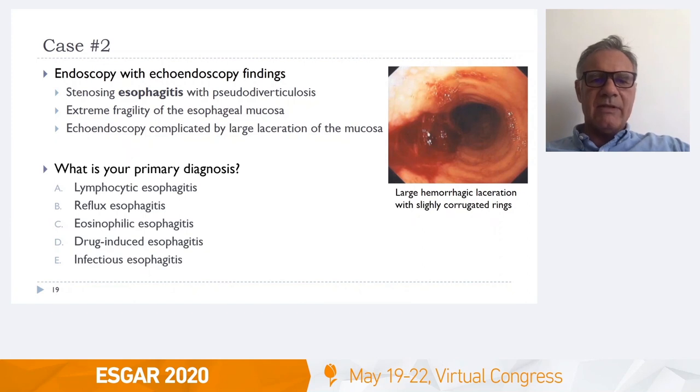Because it's an esophagitis, what is the cause, in your opinion, of this esophagitis? Do you think it's lymphocytic esophagitis, reflux, eosinophilic, drug-induced, or infectious? So 5 proposals, and again, you can vote in your chat box. Lymphocytic, reflux, eosinophilic, drug-induced, or infectious.